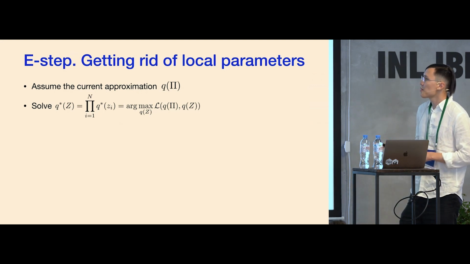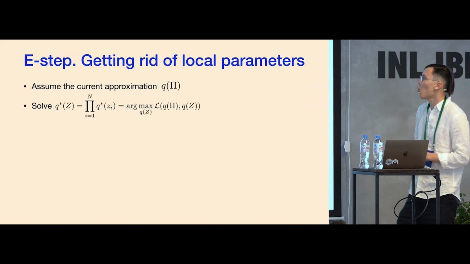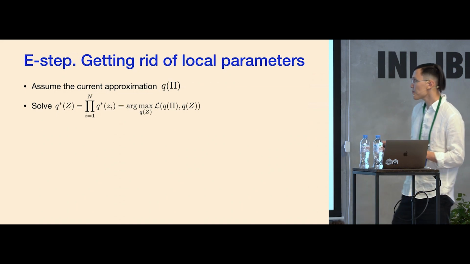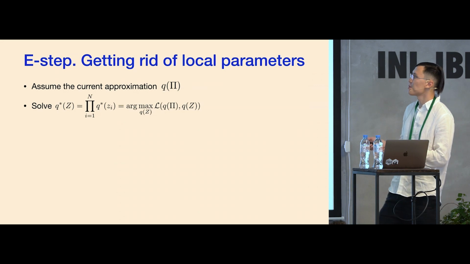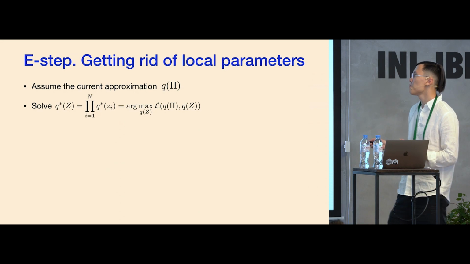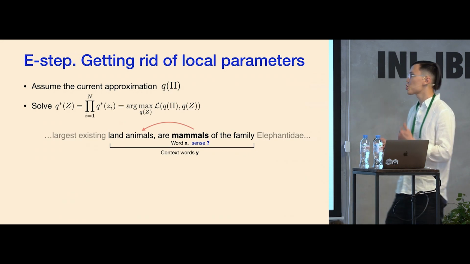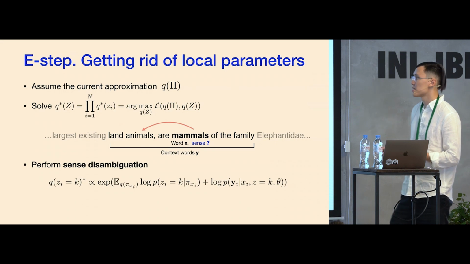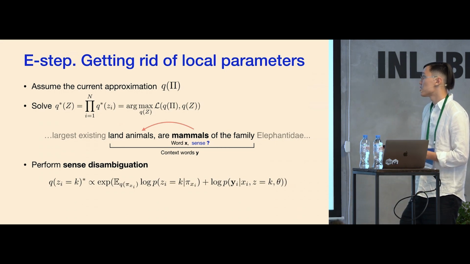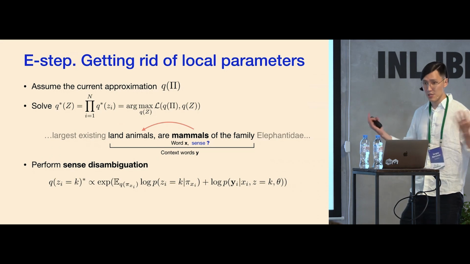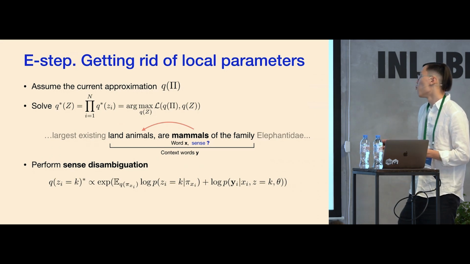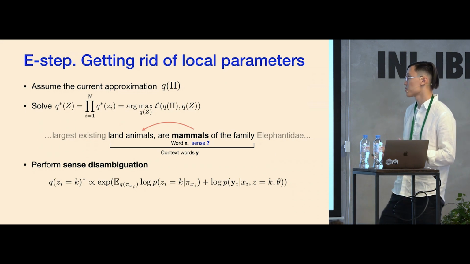Then we can compute the optimal Q of z, the optimal variational posterior over word meanings used in each context. For that, we simply take the lower bound, fix Q of pi, and optimize with respect to Q of z. Basically, it means that for each context, we have to perform word sense disambiguation. So we will have to guess, given our current understanding of the model, in what sense, in what meaning this word has been used in a particular context.